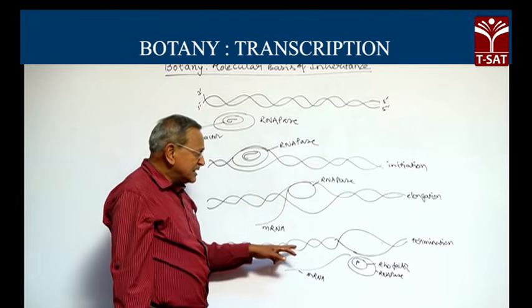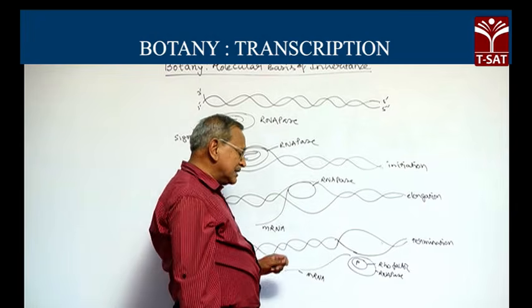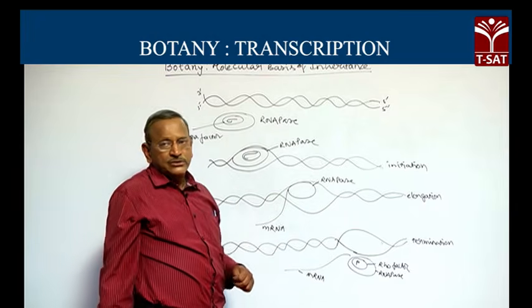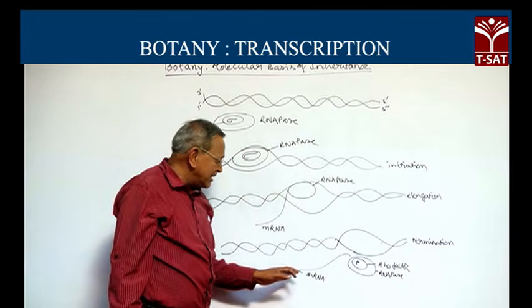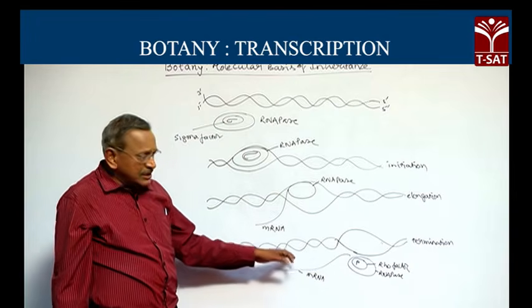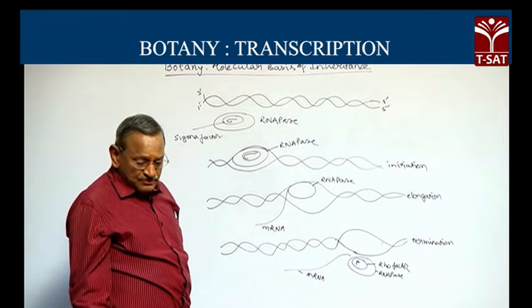Then what happens? Once it reaches the terminator region, Rho factor binds to the RNA polymerase and it is released. The newly formed mRNA is also released into the cytoplasm.